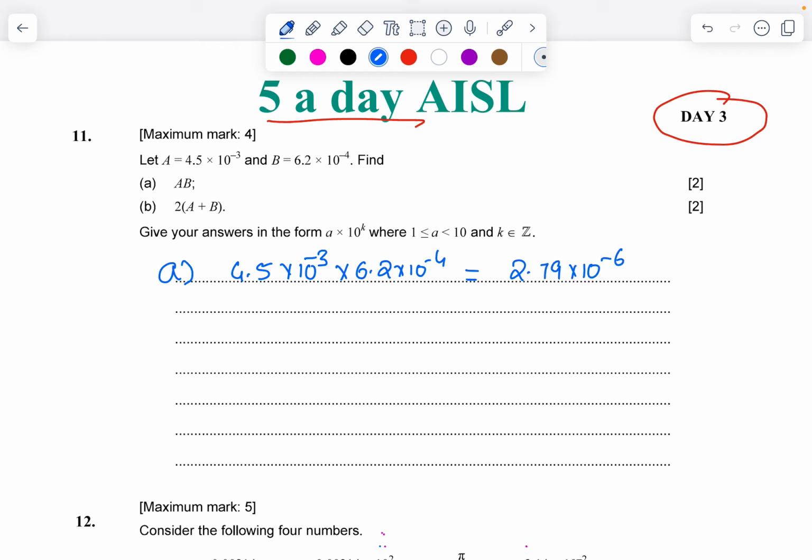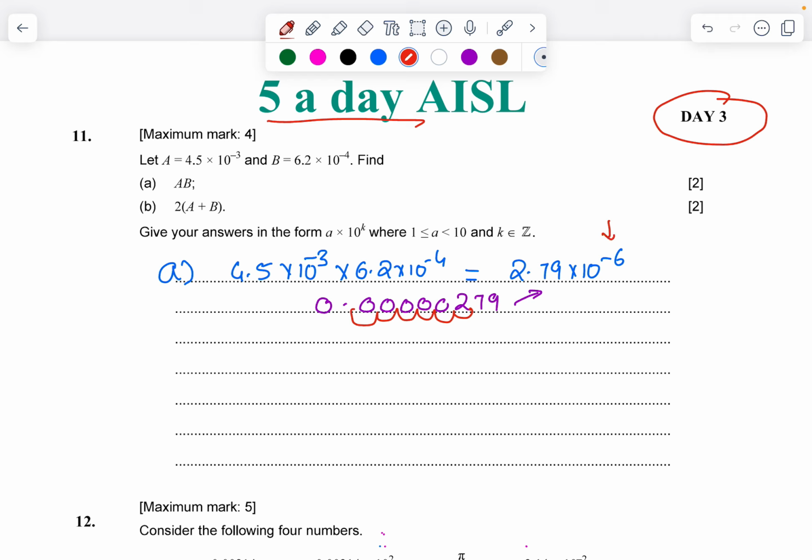If the calculator gives you 0.000000279, then you can write it in standard form as 2.79, and the point has to move 6 digits backwards. 1, 2, 3, 4, 5, 6. That's right, 10 to the power of negative 6.